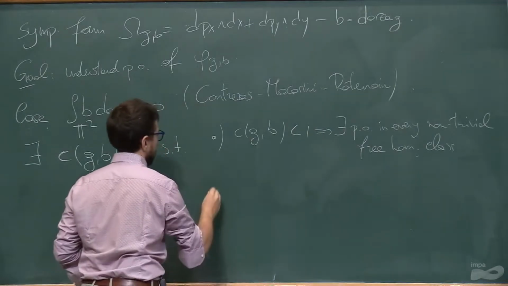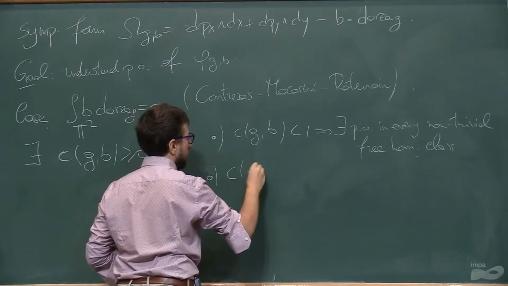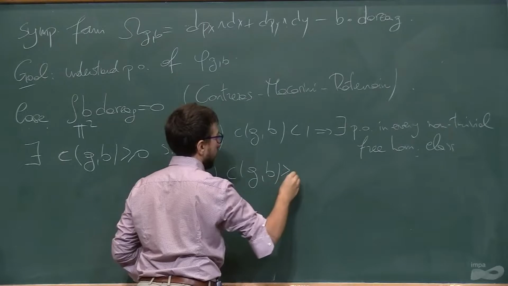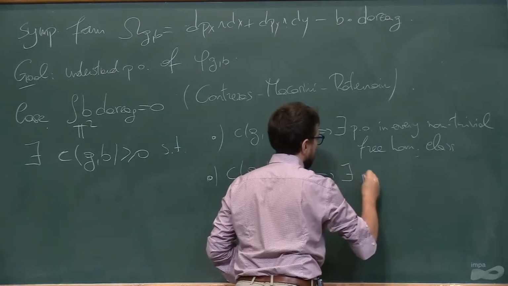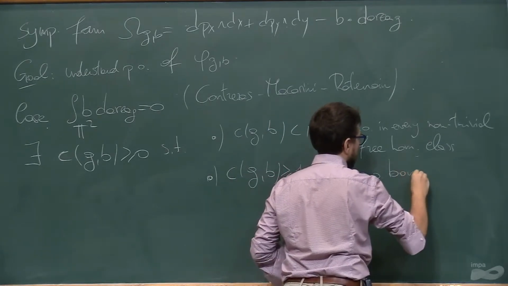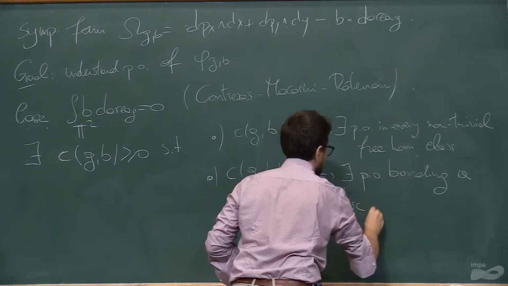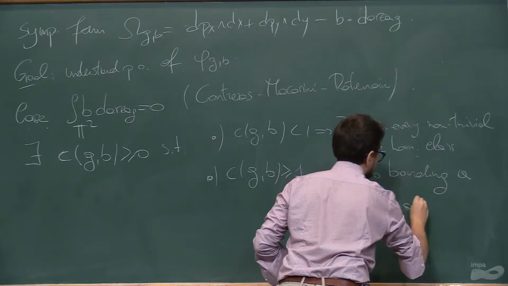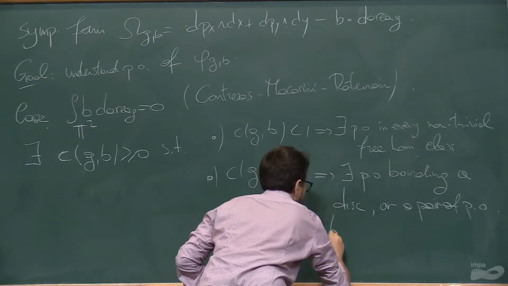Okay, and the second range is when this value is bigger or equal than 1. Then, in this case, there exists a periodic orbit bounding a disk, or a pair of periodic orbits bounding a cylinder.